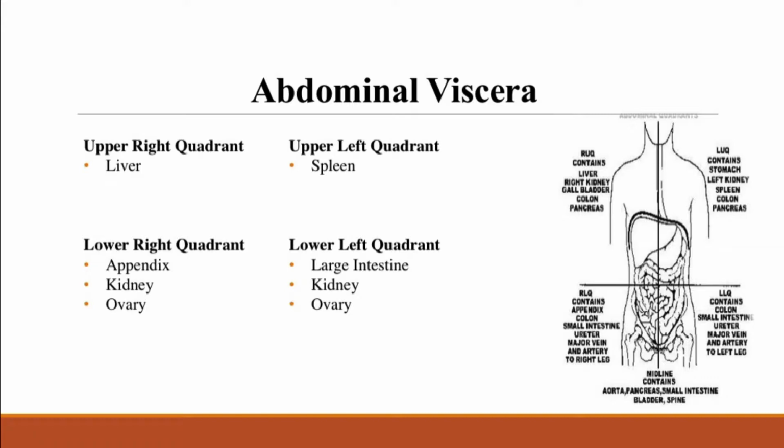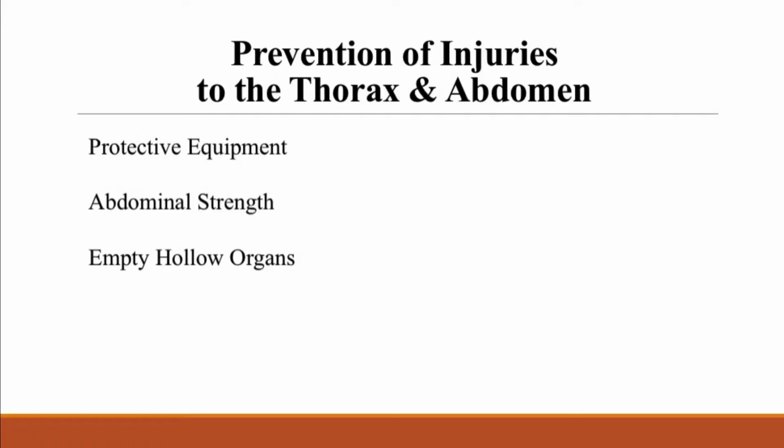Also located in the lower right quadrant are the large intestine, kidney, and for females, the ovary. In the lower left quadrant is also the large intestine, kidneys, and for females, the ovary. Take some time to become acquainted with these 4 quadrants and the primary organs located in each quadrant by using the information from the textbook and this presentation. Refer to the textbook and this presentation to understand how to prevent injuries to the thorax and abdomen.